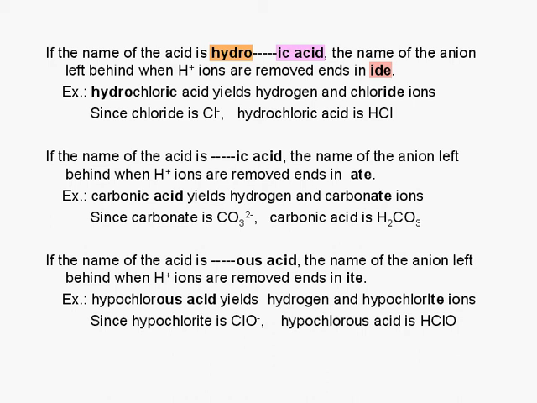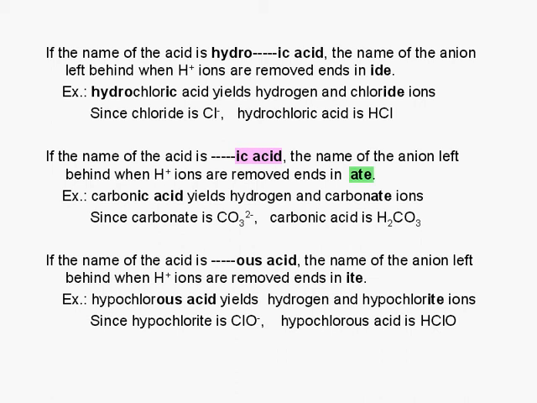Since chloride is Cl with a -1 charge, 1 hydrogen ion must break off from hydrochloric acid to produce a chloride ion. So the formula of hydrochloric acid is HCl. If the name of the acid does not start with hydro but ends in ic acid, the name of the anion left behind when hydrogen ions are removed ends in "ate."